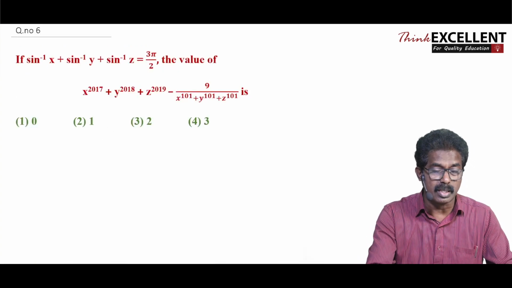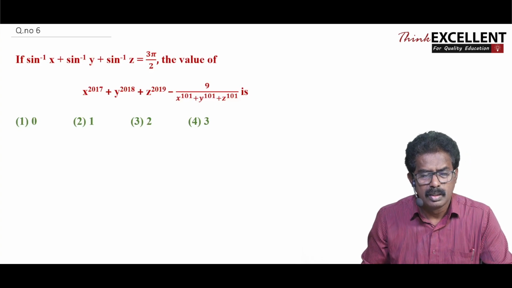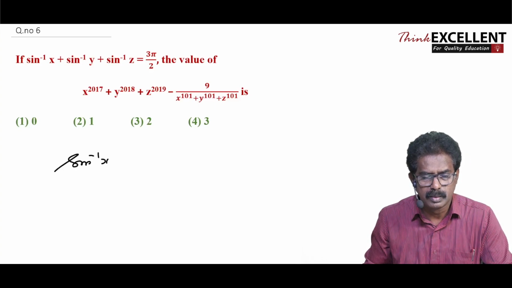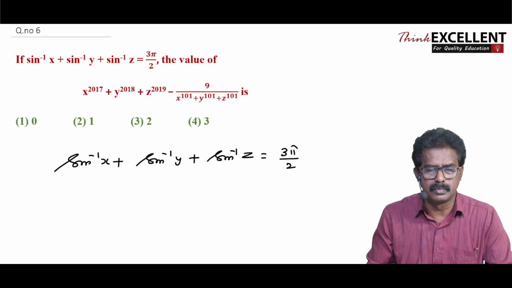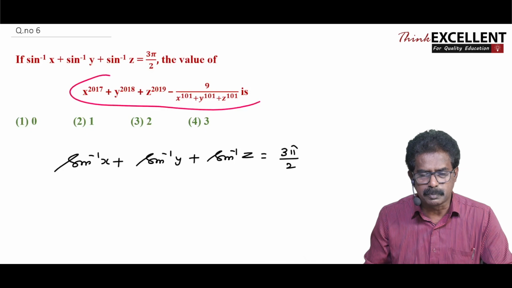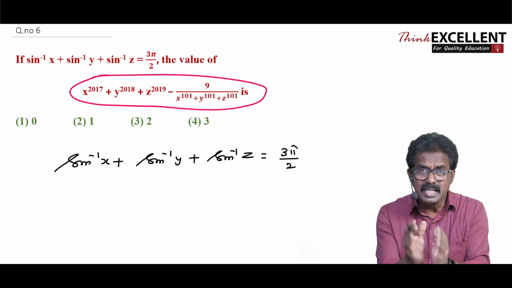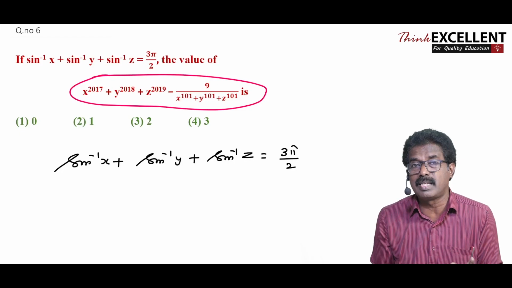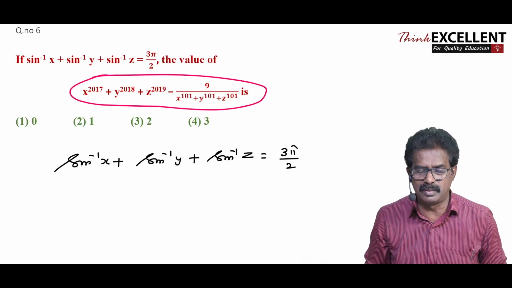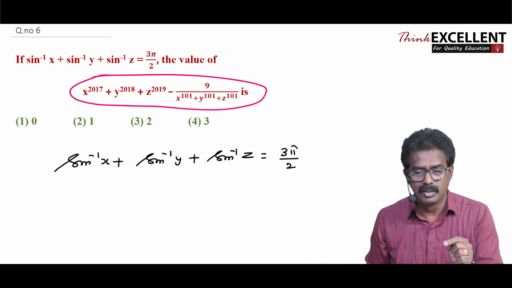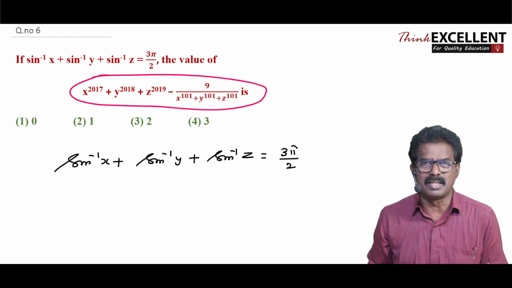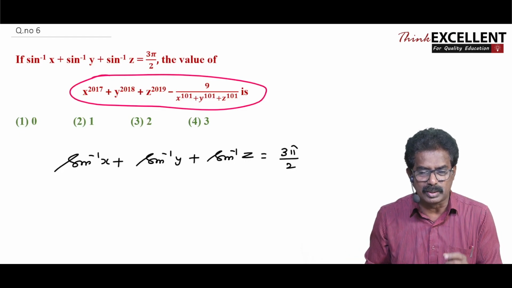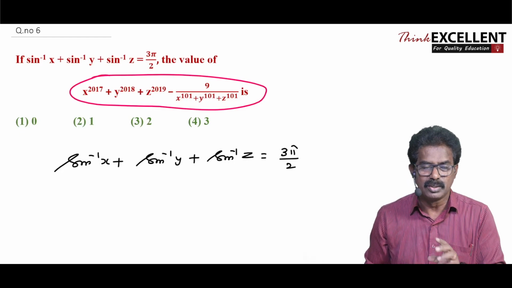Okay, now let's move on to question number 6. Sine inverse x plus sine inverse y plus sine inverse z is equal to 3 pi by 2. They asked to find some expression. Whatever it is, we need the values of x, y, z. Once you know the values of x, y, z, then just substitute, right? Also, by seeing the powers, 2017, 2018 and all, the numbers won't be very big. It may be either 0, 1, or minus 1. Then only you can do the calculation. See the options also: 0, 1, 2, 3, right? So easily you can do it.